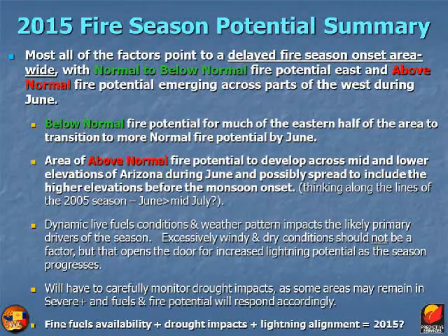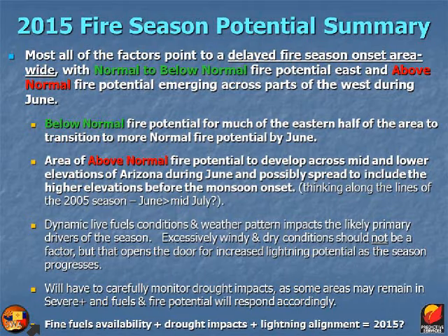I have one or two more slides after this. The big picture, and again, this is even as of a month ago: all of the factors we saw, looking at the whole Southwest, Arizona, New Mexico, West Texas, pointed to a delayed fire season onset area-wide, with normal to below normal conditions east, but above normal conditions potentially emerging further west in Arizona as we got warm and dry at some point in June, maybe early July. All the rest of that basically says the same thing. What it comes down to really is the fine fuels availability, plus the drought impacts, plus the spring weather pattern, plus lightning. That's probably what's going to have a lot to do with our season this year.